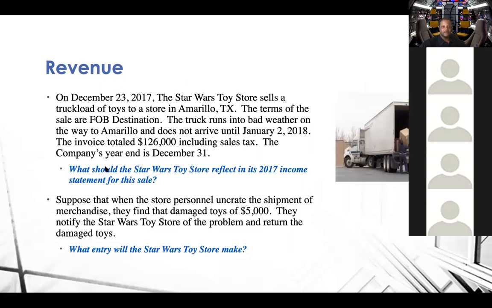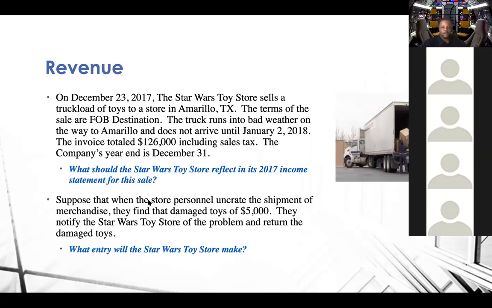So here are the two questions. For the first one, what should the Star Wars toy store reflect in its 2017 income statement for this sale? Okay, the sale was on December 23rd of 2017. They sold a truckload of toys to a store in Amarillo, Texas, and the terms are FOB destination, but the truck ran into bad weather, so it didn't arrive until January 2nd. So their year ended December 31st, and it was $126,000.